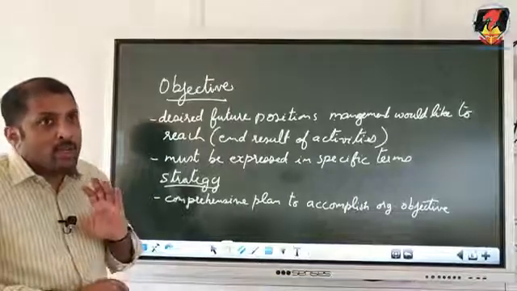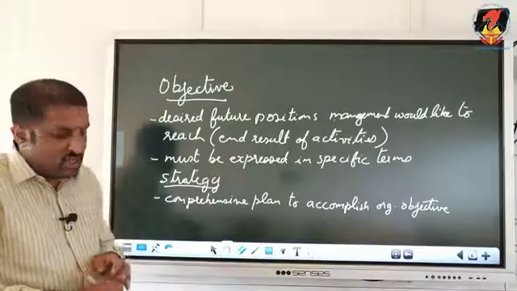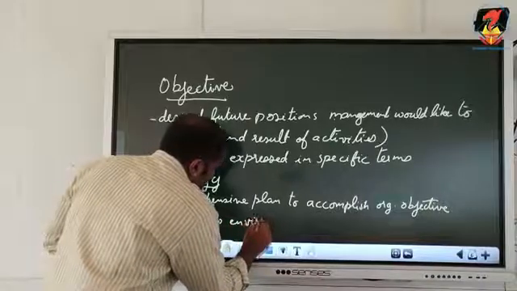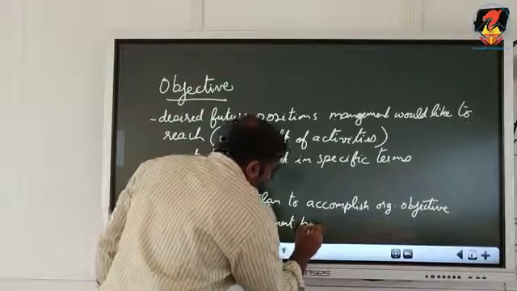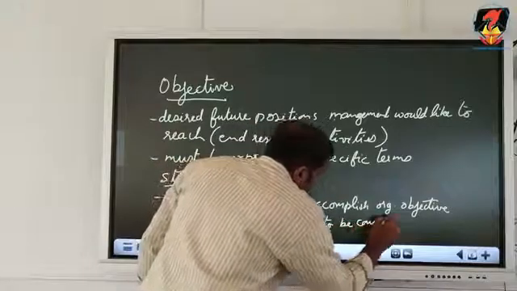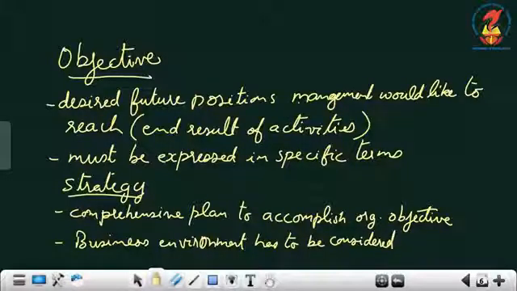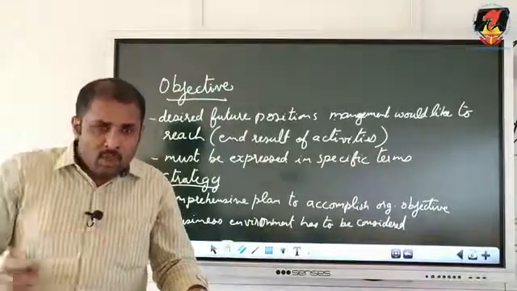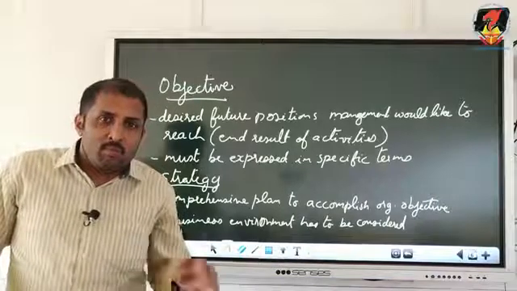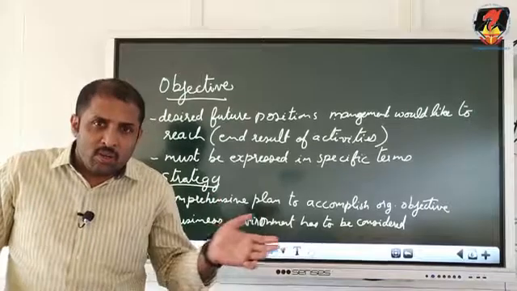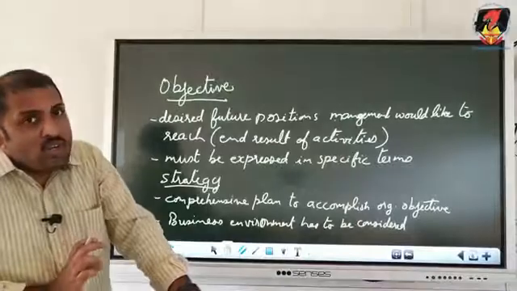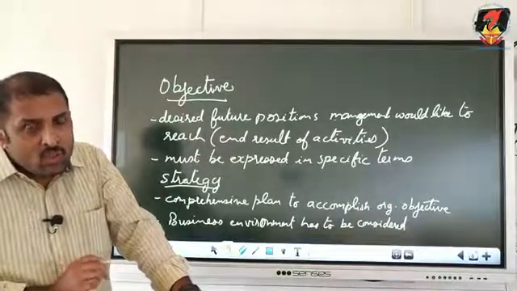And when we are preparing a strategy, business environment has to be considered. Business environment has to be considered when we are finding a particular way, whether it is workable in the present situation. When we are talking about resources, whether we can get the resources in the right way, or whether there is any problem society-wise or political-wise with the plan or the method we have adopted for that particular activity. For that, we have to consider business environment. So that is also another thing we have to consider.